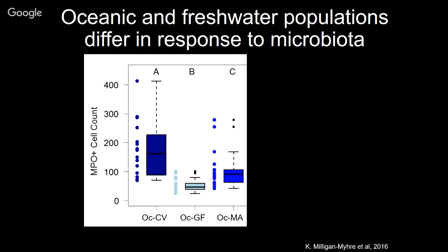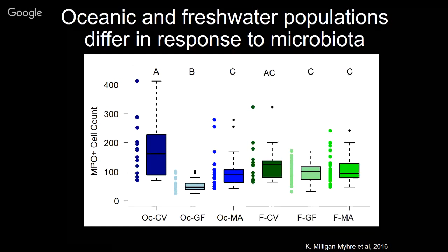So we wanted to look at a freshwater population. And I wouldn't show you this data if we didn't see anything interesting. So obviously we found something interesting. And what we found is that the number of neutrophils in the gut in our freshwater fish did not respond to changes in the microbiota.